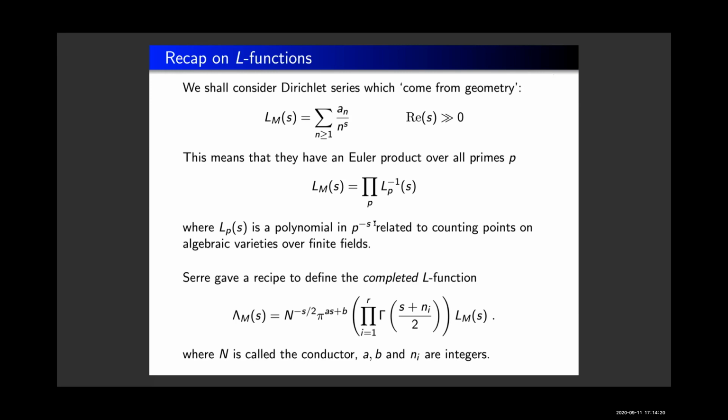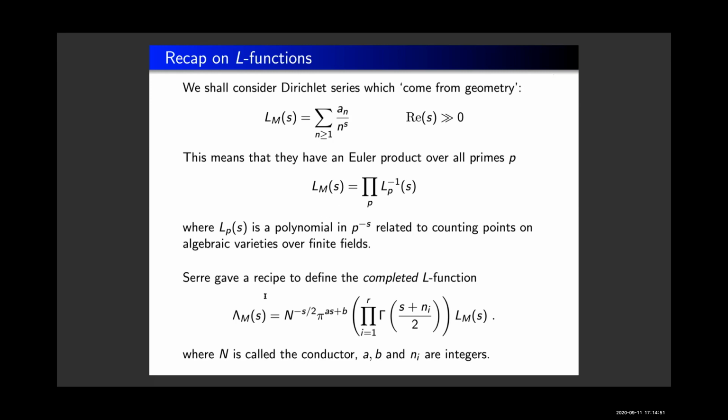And that polynomial is related to geometry in the sense that it very approximately relates to counting points on algebraic varieties over finite fields. More precisely, it's related to the determinant of the Frobenius on the étale cohomology. But let's not worry about that. So in any case, we have a very large supply of very natural Dirichlet series which come from algebraic varieties.